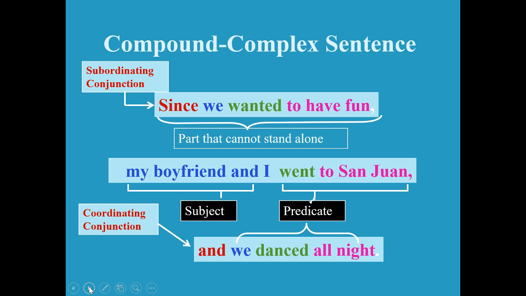So therefore, in a compound complex sentence, there are three clauses, two independent and one dependent. Here in this example, the dependent clause is the first part, since we wanted to have fun. The second part, my boyfriend and I went to San Juan, is one independent clause, and the other independent clause is we danced all night. Okay?